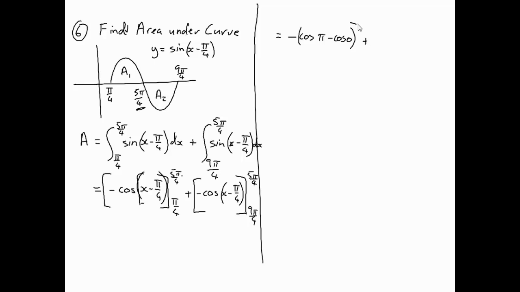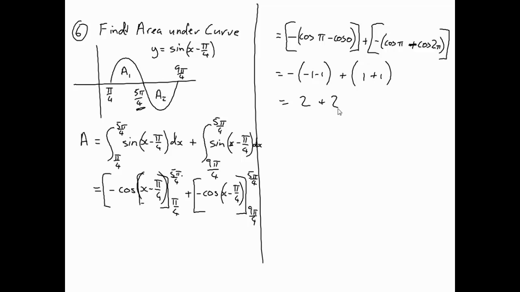And that's my first integral. My second integral becomes minus outside cos of pi again, plus cos of 2 pi, and minus 1. Plus 1 plus 1 gives me 2, plus 2 gives me 4 square units.